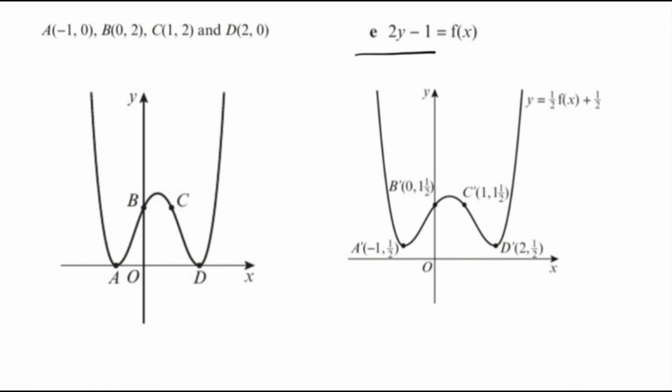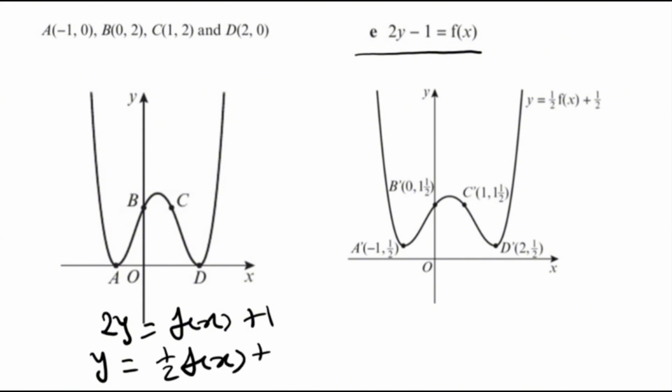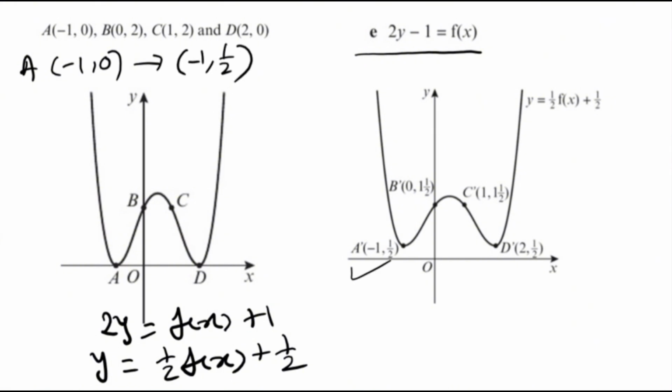The next transformation is 2y minus 1 equals f of x. How can we make y the subject? 2y equals f of x plus 1, so y equals half of f of x plus half. That means your y coordinate is times half and then add half. For example, my A coordinate is (-1, 0). Because it's 0, the half multiplication will not affect, but the plus half will affect. So it will become (-1, 1/2). As you can see here, this one is there.